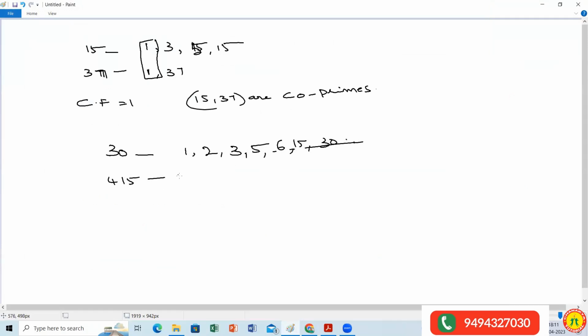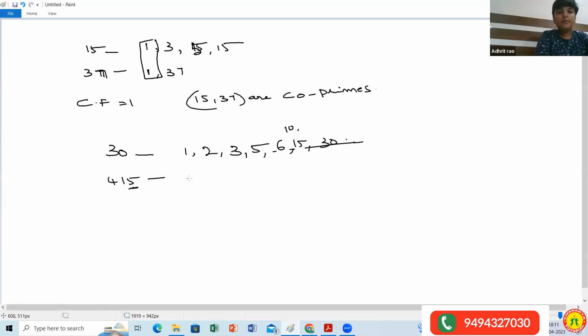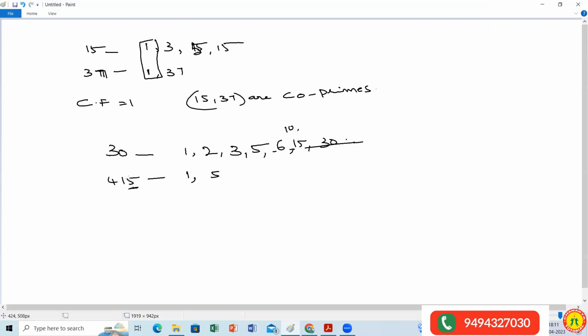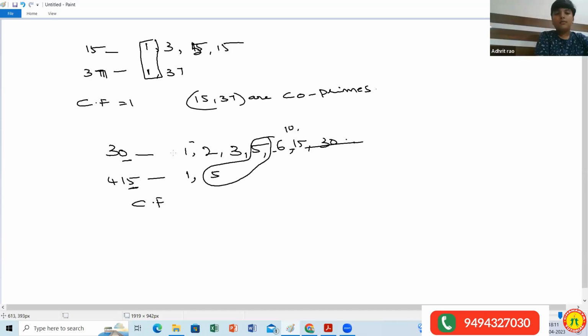Next, what are the factors of 45? Ma'am, 10 also. Yes, very good. 10 also. Good. What are the factors of 45? You can write 5, because if the end is 0 or 5, it is exactly divisible by 5, the 5 table. What are common factors? There are many, but what are common factors? Except one, we have 5 also.